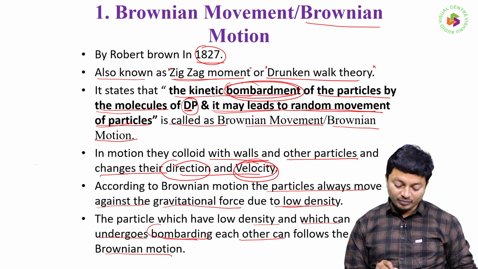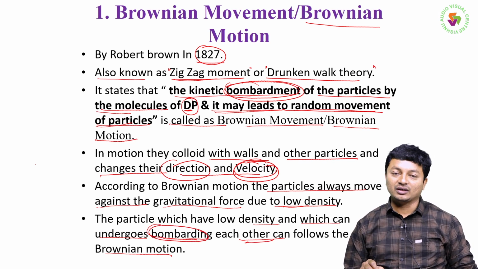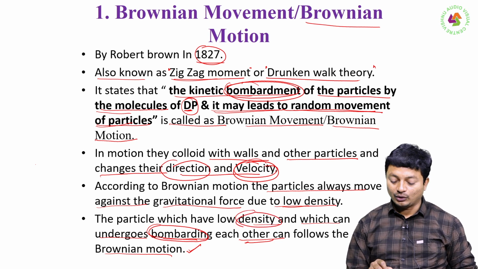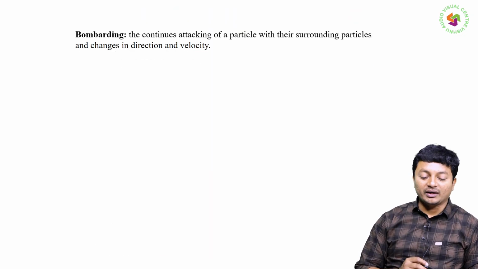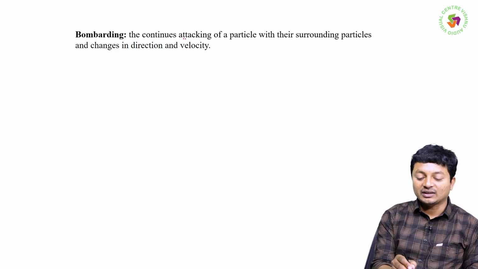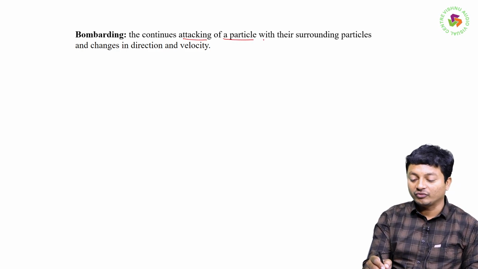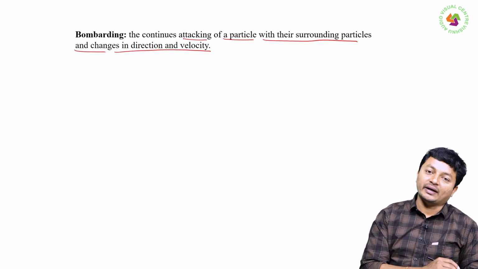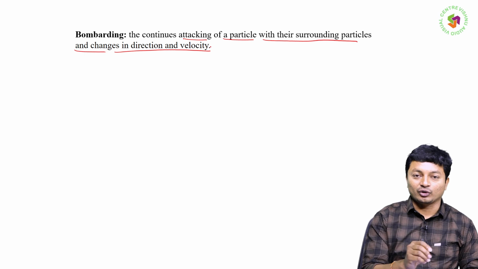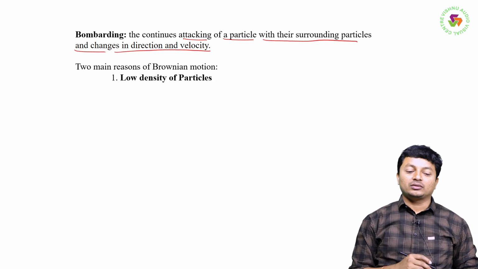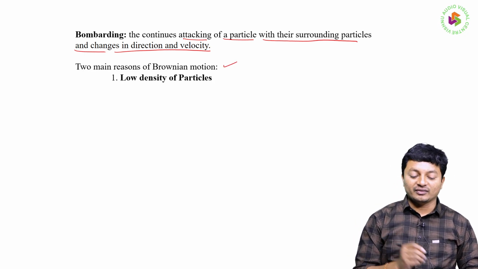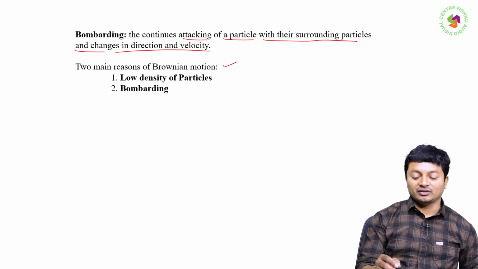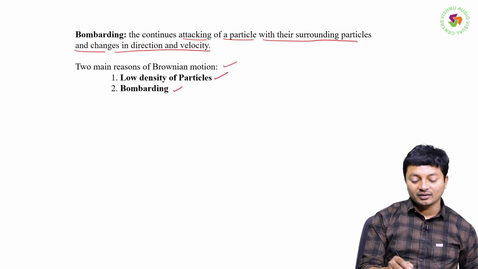So the particles will be bombarding each other and they will follow Brownian motion. This happens when the particle has low density. Bombarding means the continuous attacking of a particle by the surrounding particles, with changes in direction and velocity. This phenomenon is known as bombarding. There are two main reasons for this Brownian movement: low density of the particles and bombarding.